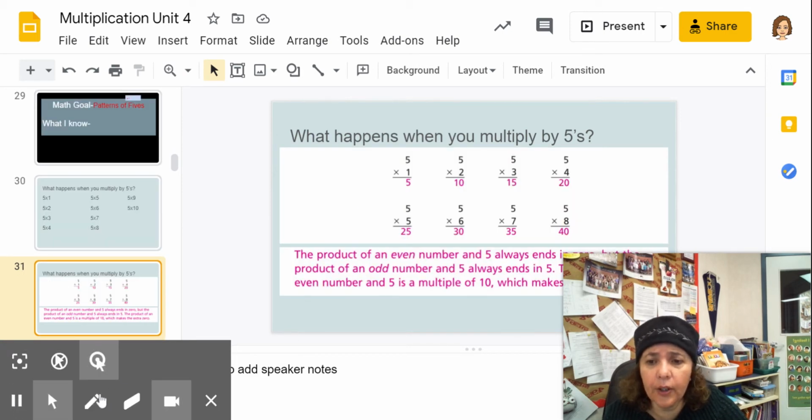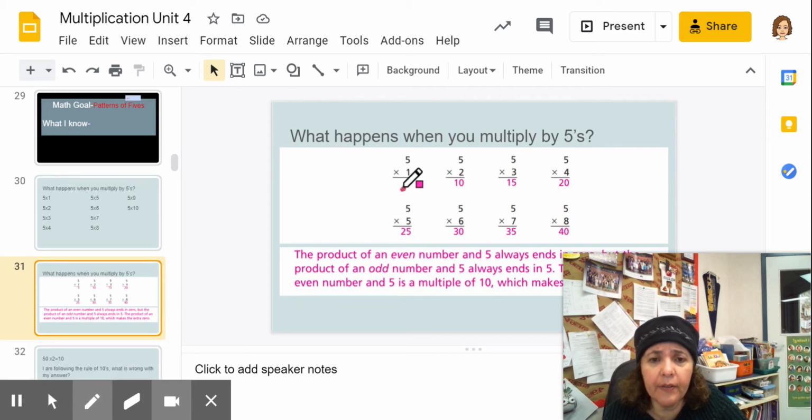Okay, so let's take a look at it. So notice I have an odd number and it ends in a 5. Odd number, it ends in a 5. Odd number ends in a 5. And so all my odd numbers, if you're multiplying by an odd number or multiplying by 5, it's going to end up in a 5, okay?